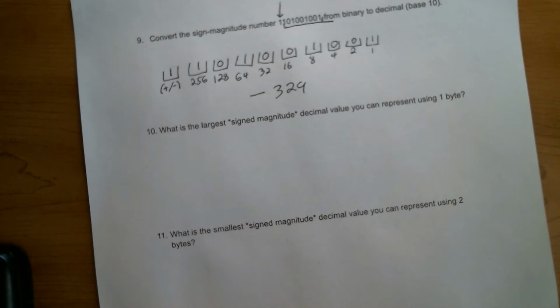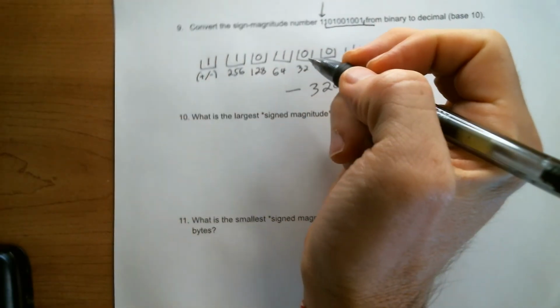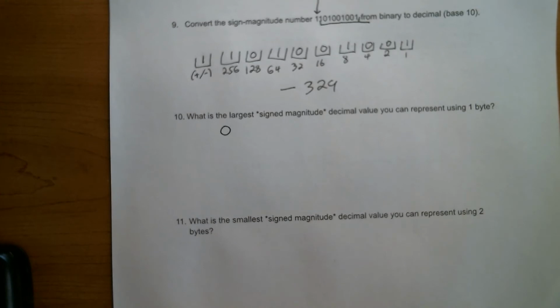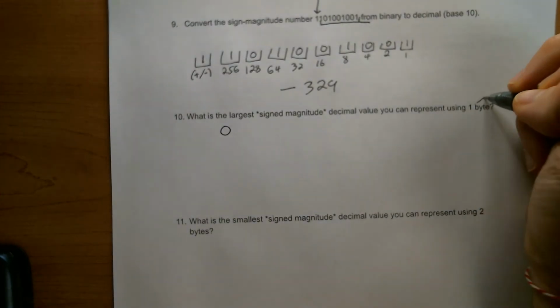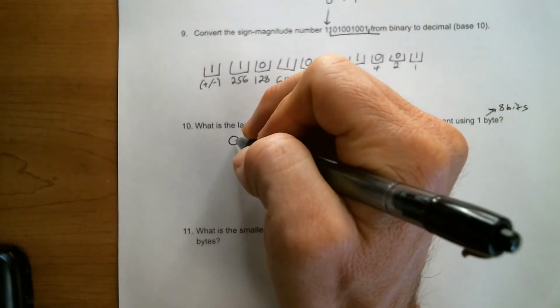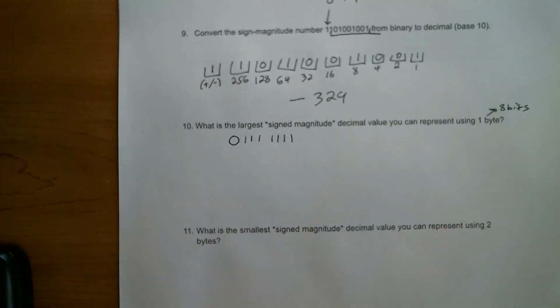Okay, next is not asking you to actually do a conversion, but it's asking what is the largest sign magnitude decimal value you can represent using 1 byte. So let's start by just showing what that number would be. All right, so largest means that it needs to be positive. So the first digit is going to have to be a 0. Now, 1 byte is 8 bits. So the largest possible number is going to be a 0 followed by 7 ones.